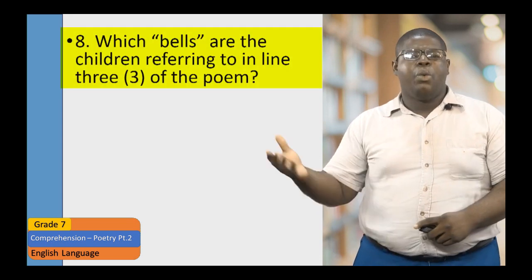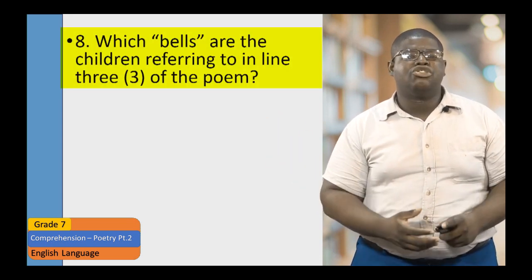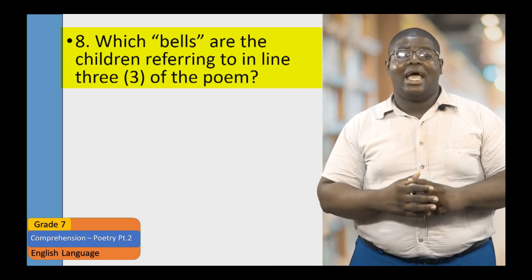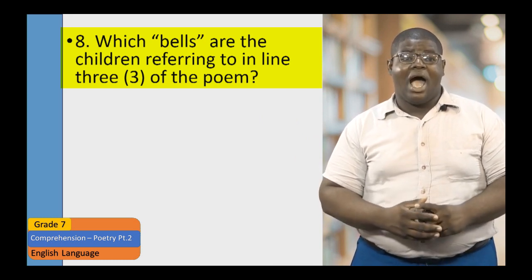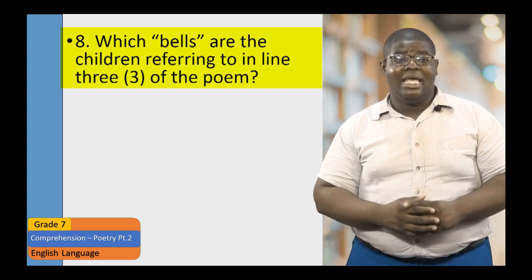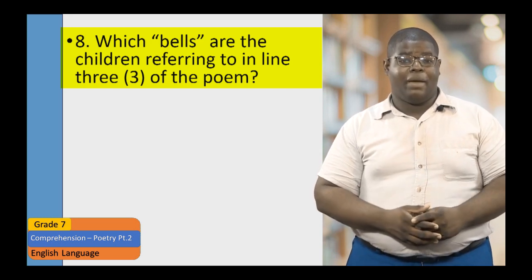Number 8. Which bells are the children referring to in line 3 of the poem?